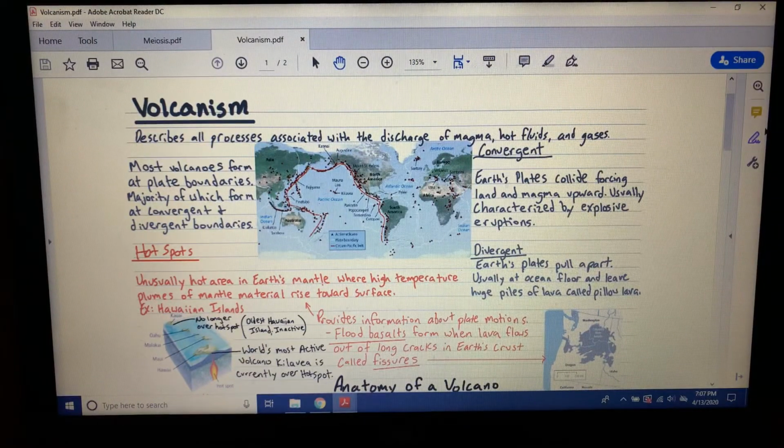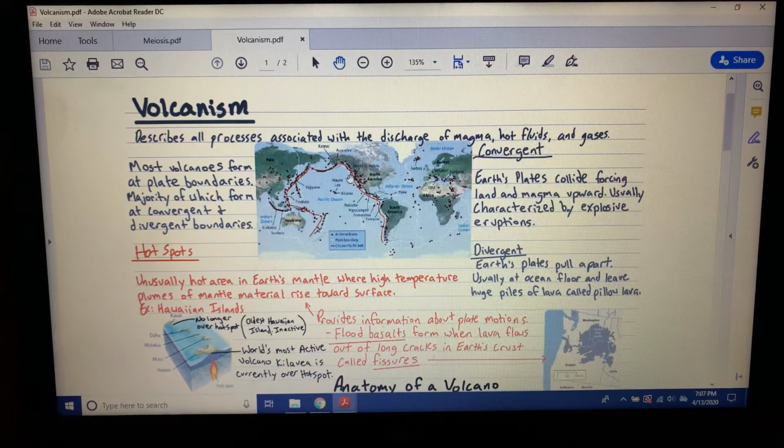Let's just move on to some notes for today. Our next chapter is going to be over volcanism, which is the study of volcanoes. And so this is going to describe all processes associated with the discharge of magma, hot fluid, and gases.